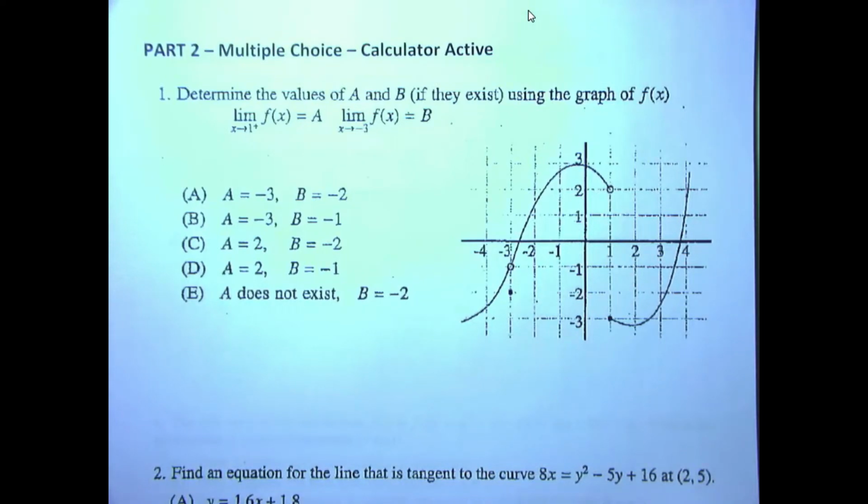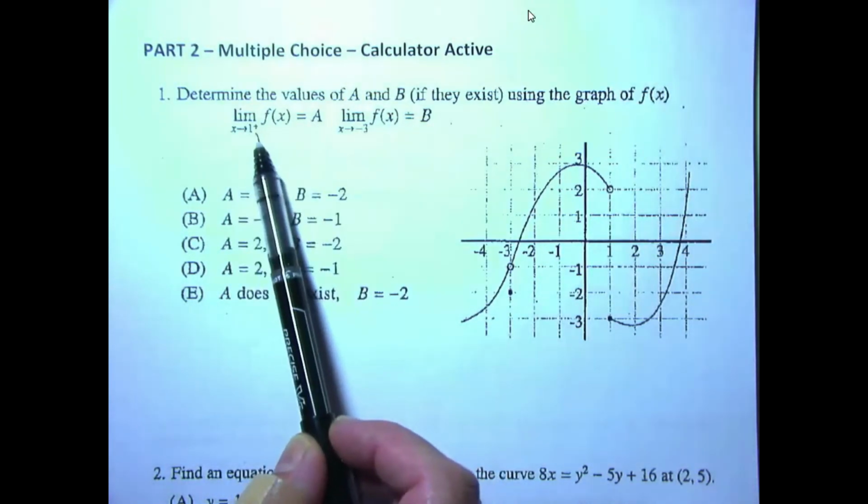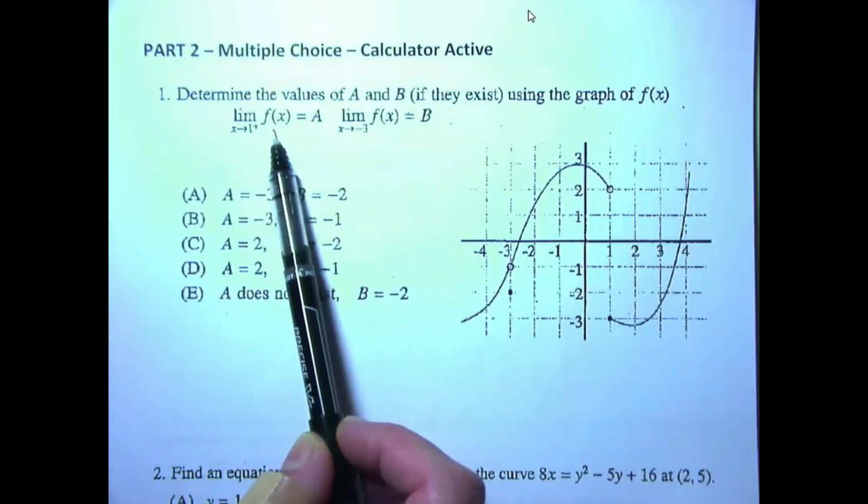All right, so we are now on part 2 of the exam, so at this point in time, you can use your calculator. Problem number 1 wants me to determine the values of a and b, if they exist, using the graph of f of x. So, first of all, a is defined to be the limit as x approaches 1 from the right-hand side of f of x.